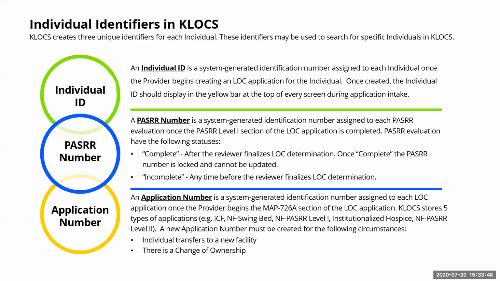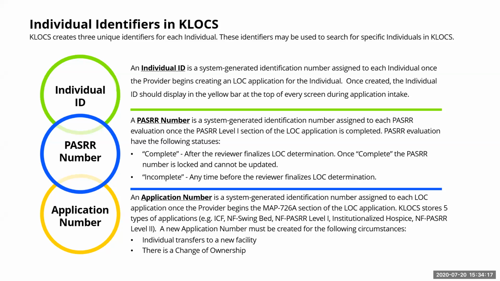Then for the PAYSR number, this is going to be created for the individual once the MAP 409 PAYSR level 1 is completed in KLOCS. KLOCS is going to generate this identification number. And then last but not least is going to be that application number. So this is going to be a system generated identification number assigned to each LOC application once providers begin the MAP 726 section of the LOC application intake process.